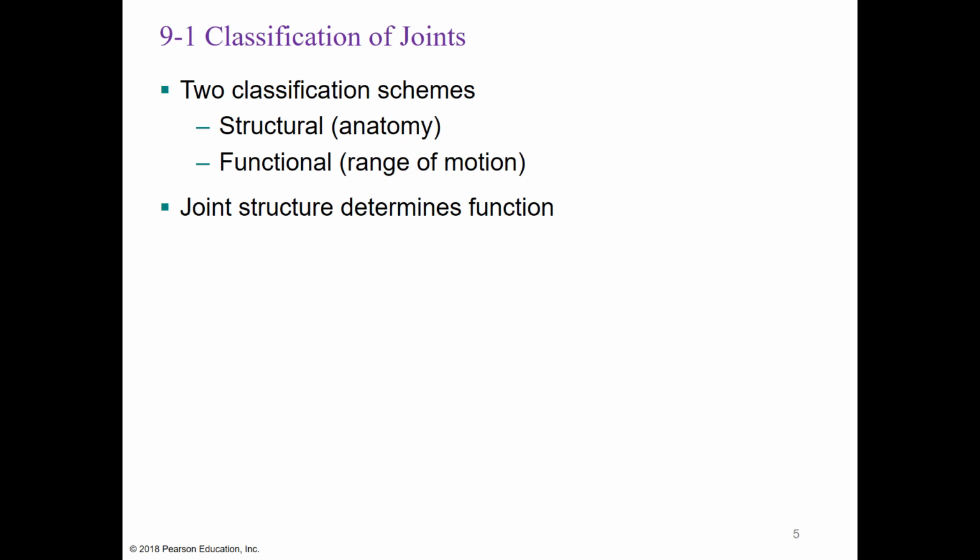So there are two big, broad classifications of joints: structural, which is the anatomy, and functional, which is the range of motion. The structure of the joint is going to determine the function of the joint. We can break joints up into some classifications according to those structures.